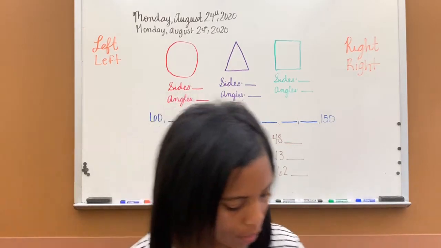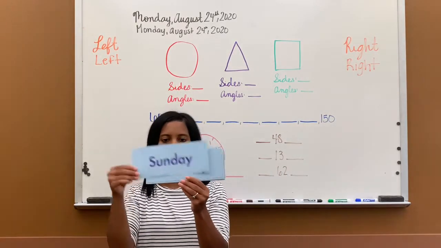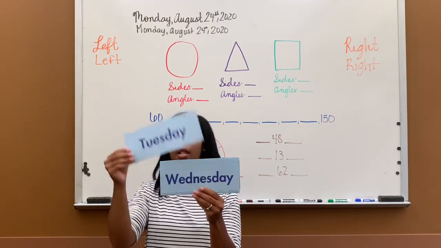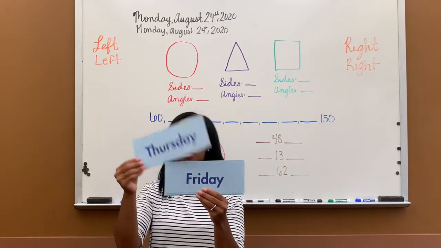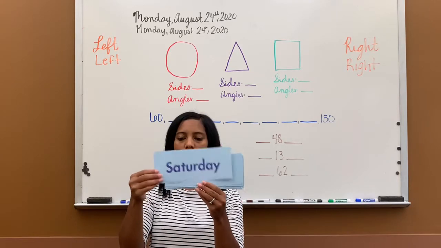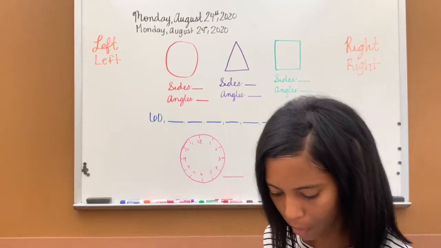Last week we also reviewed our days of the week. So we have Sunday, Monday, Tuesday, Wednesday, Thursday, Friday, and Saturday. Sunday is the first day of the week. Saturday is our last day of the week.